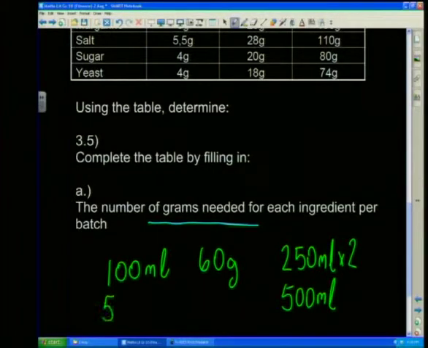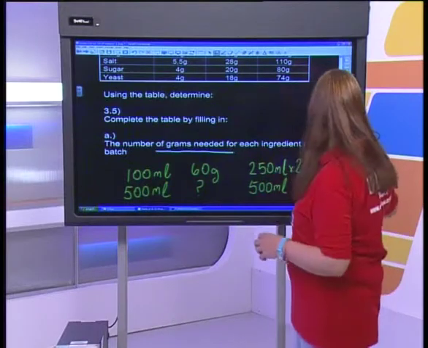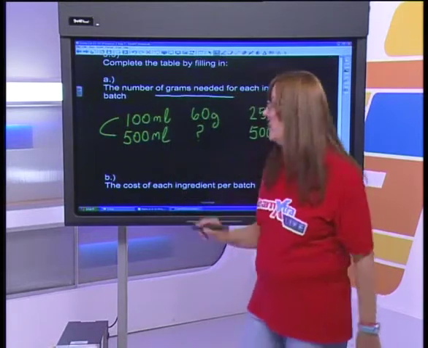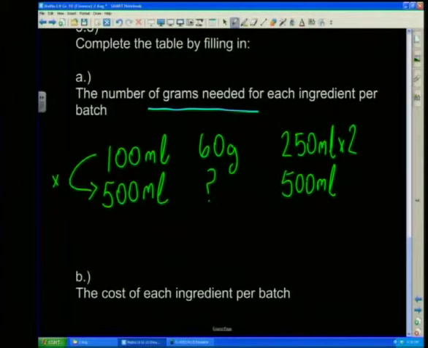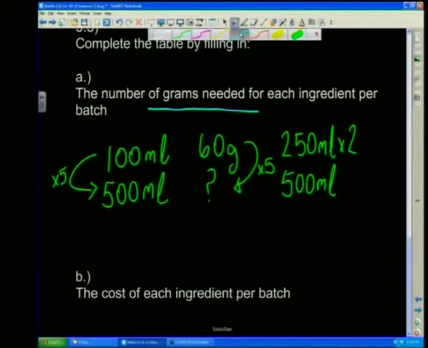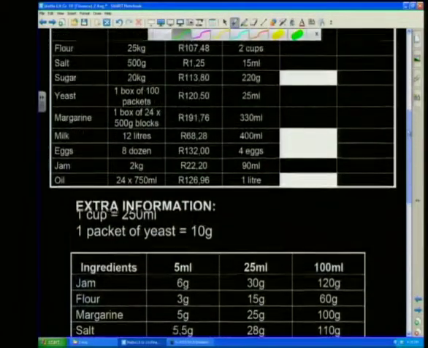So we're going to say 500 mils here is what we need. And this is a wonderful ratio question. What do we basically do? Well, for me to get from 100 to 500, I can times by 5. So I'm going to do the same thing here. I'm going to times by 5. On my calculator, I'm going to say 60 grams times by 5, and I get 300 grams. I think we were using green. 300 grams.